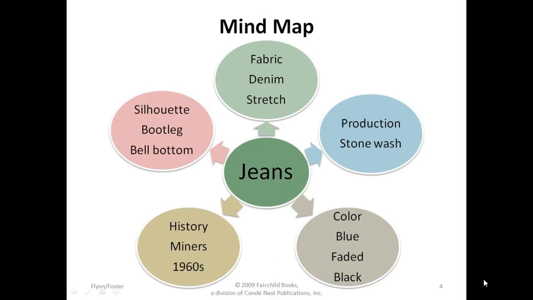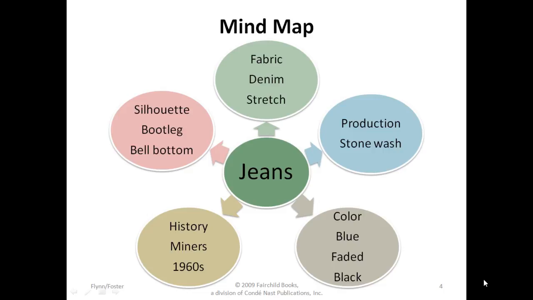Next is mind mapping, and mind mapping is used to think about your topic and think of all the aspects of your topic or possible key terms for your topic. So the example on the slide is if you looked at jeans, some different things that you could look at is the production of jeans, the color, the fabric, the silhouette, the history of jeans, and just see how that plays into different types of research articles that you could come up with.